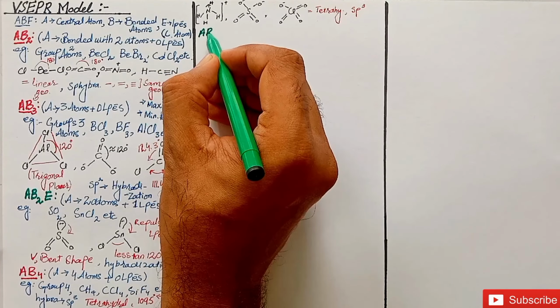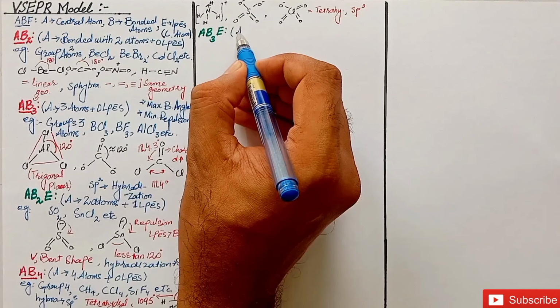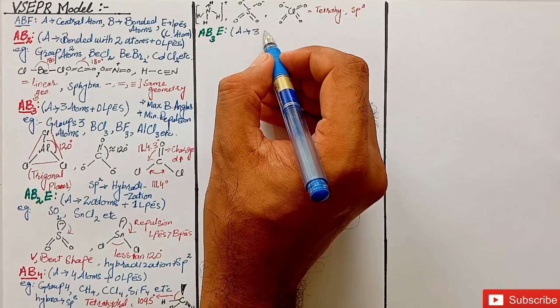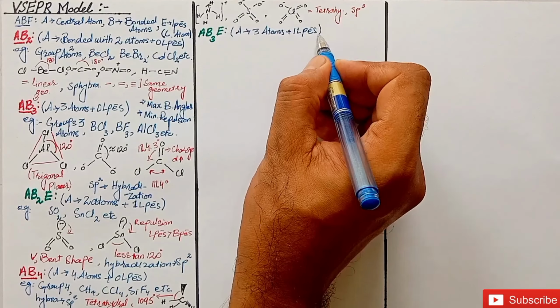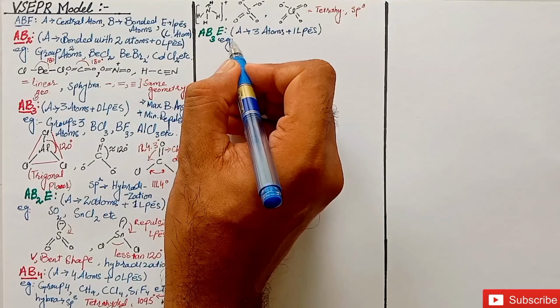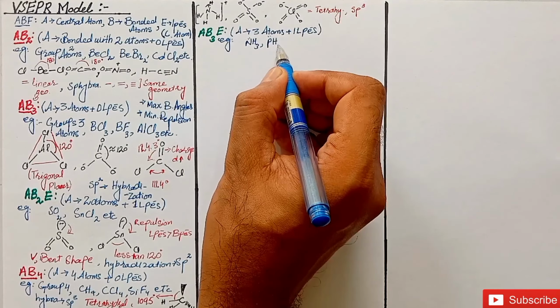AB3E system. This is a subsystem of the AB4 system. Here A is the central atom which is bonded with 3 other atoms and has 1 lone pair electron. For example, NH3 and PI3 molecules belong to the AB3E system.